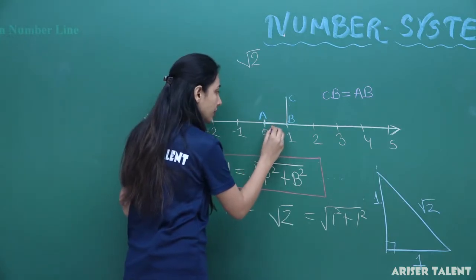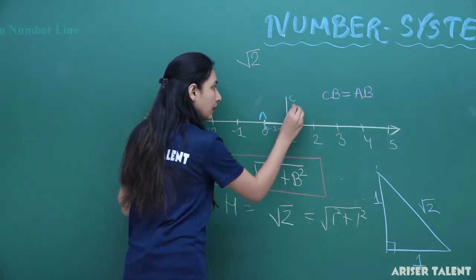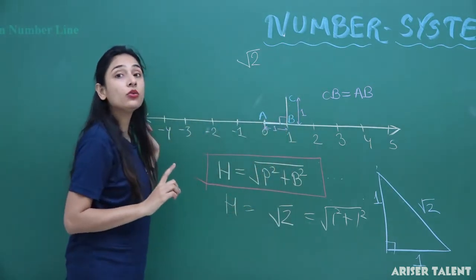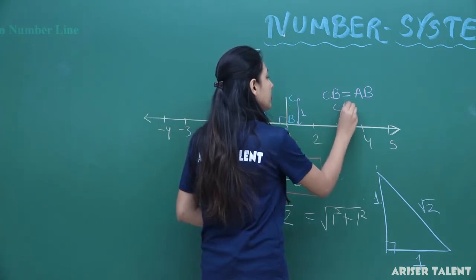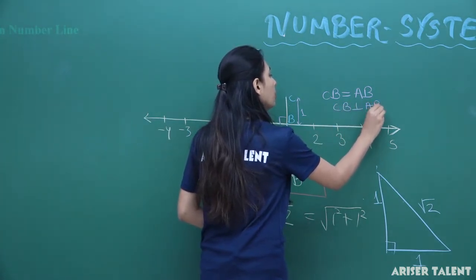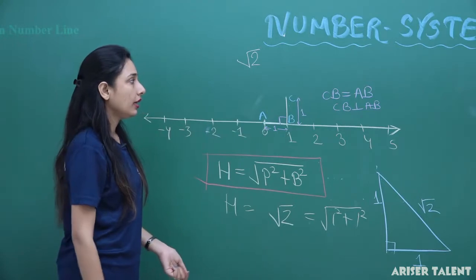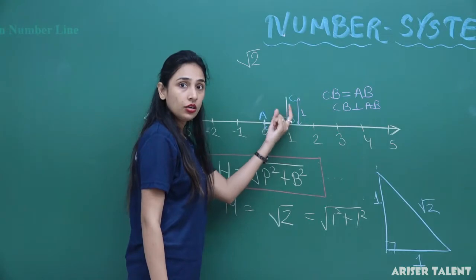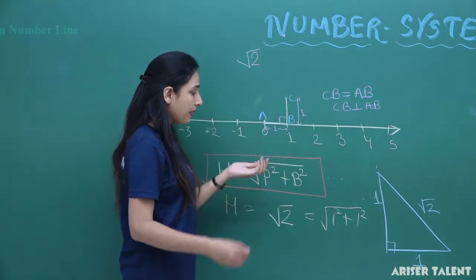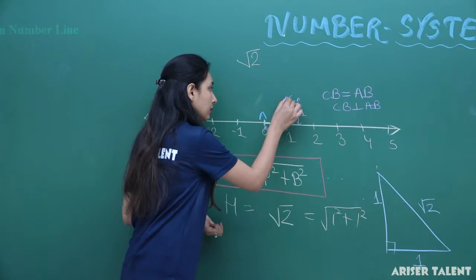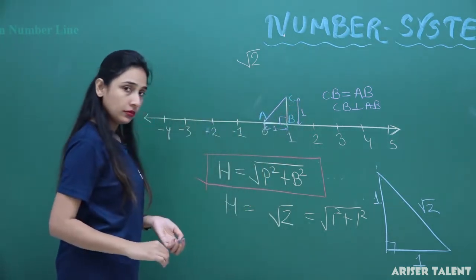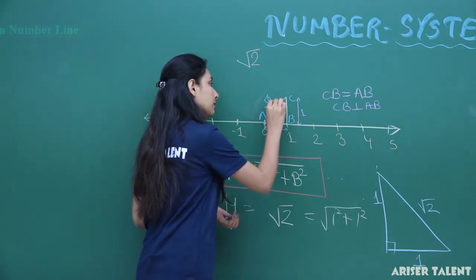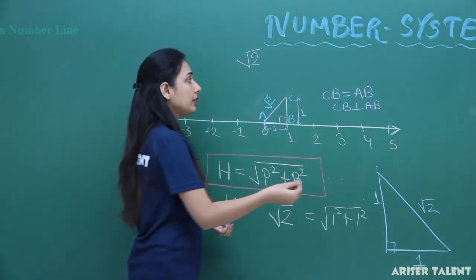So if this is 1 and this is 1, and I have drawn a perpendicular here, CB perpendicular to AB, or you can write vice versa, AB is perpendicular to CB. Both ways, this is 1, this is 1, so these are two sides perpendicular to each other. Now if I draw this line AC, for sure that will be root 2, isn't it?